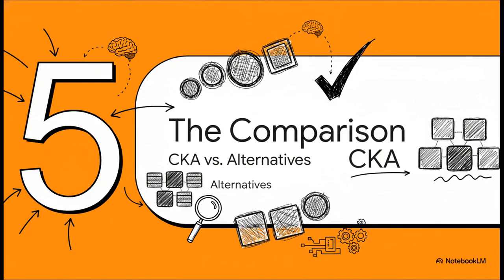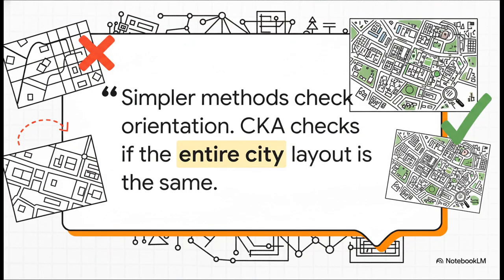Now, you might be thinking, okay, but surely there are other ways to compare these things, right? And yeah, there are. But CKA has a really important advantage that makes it stand out from the simpler methods. And this is the absolute best way to think about it. The simple methods are basically just asking if two maps are pointing in the same direction. But CKA asks a much deeper question. Is the entire city layout the same? So a basic method might get completely thrown off if you just rotate one of the maps. But CKA is smart enough to see that it's still the same city.